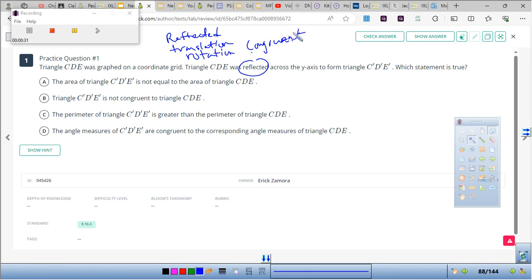Congruent. So just look at the word congruent. Not equal, not congruent. Greater than doesn't mean anything like that. So congruent. D is the answer.